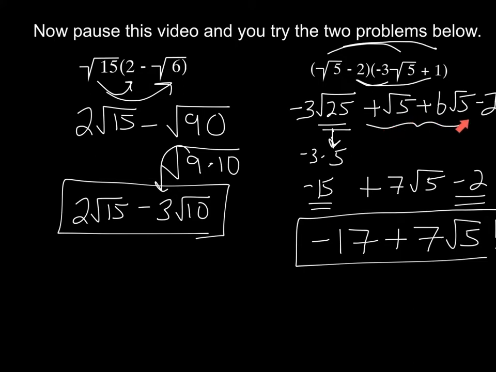I added these two, which were like radicals. This was a 1 radical 5, and this was a 6 radical 5, and that's where I got 7 radical 5. And then I brought the negative 2 down and combined it with the minus 15 to give me minus 17 plus 7 radical 5.